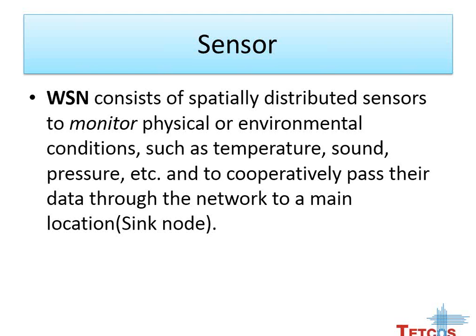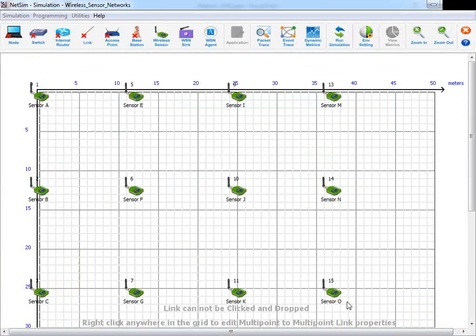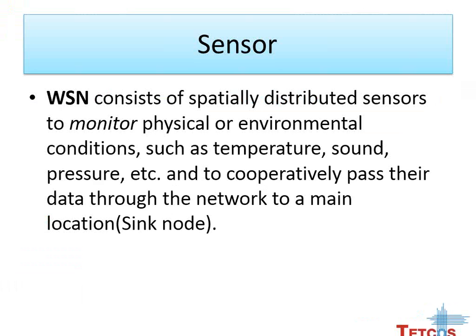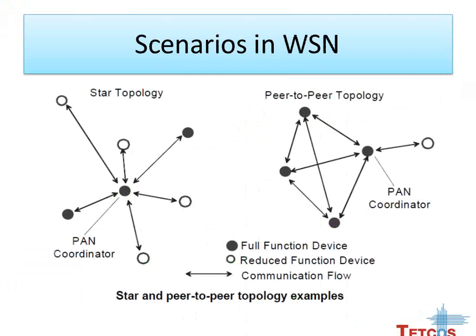So the third kind of device is the sensors. Let me go to NetSim and show you. I have already placed the sensors. Now all I need to do is place the PAN coordinator or sink node and one agent. So the sensors will sense the agent and will send the information to the sink node. This is a sample diagram of a scenario in wireless sensor network.